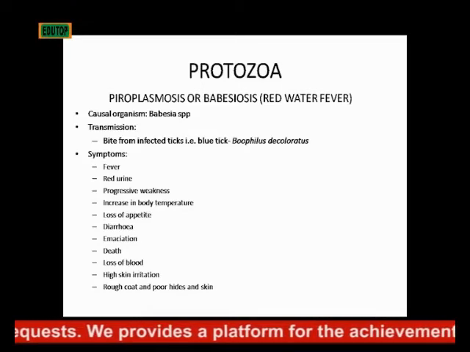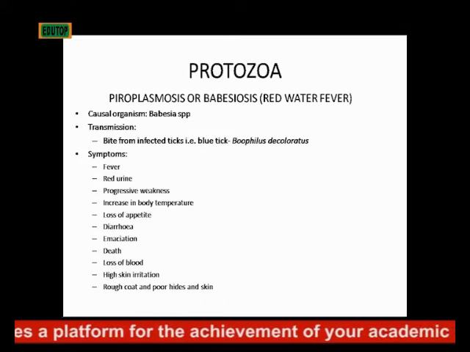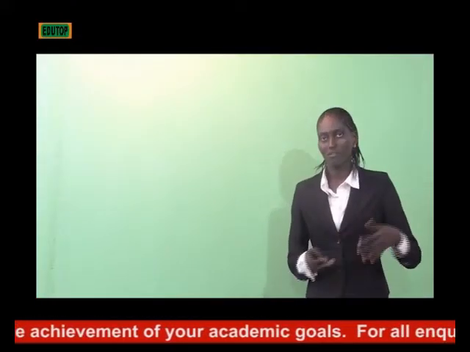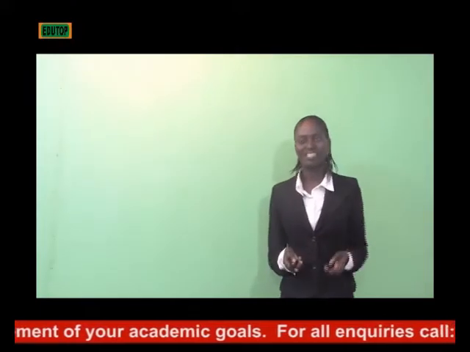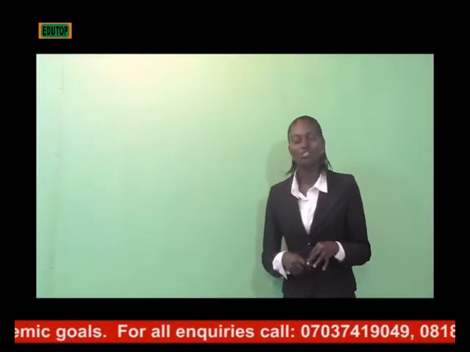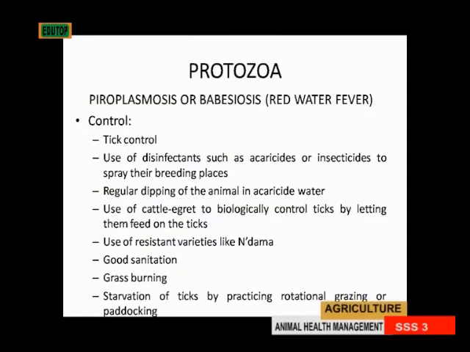Eye and skin irritation is another symptom. Then rough coats and poor eye and skin. The eye or the skin of the animal is very rough. It's not looking nice at all. That's a symptom of red water fever. How do you control that? You control tick. Since tick is a major transmitter of this disease, control tick. Don't allow tick in your animal house.